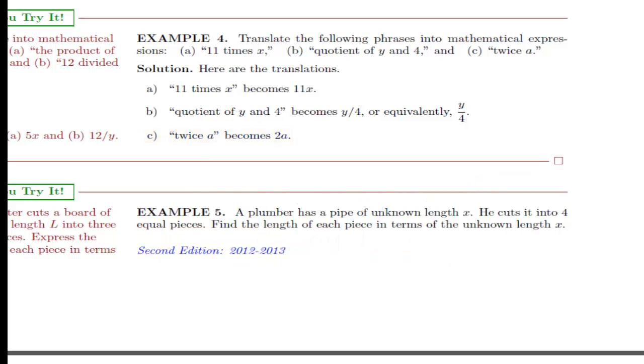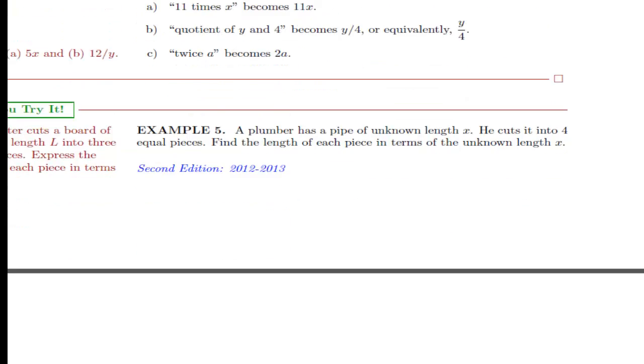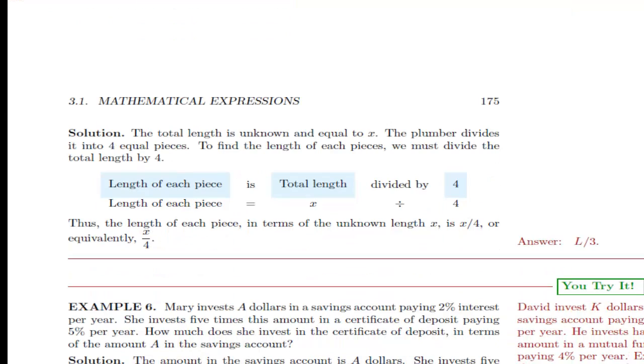Example 5. A plumber has a pipe of unknown length x. He cuts it into 4 equal pieces. Find the length of each piece in terms of the unknown length x. Solution. The total length is unknown and equal to x. The plumber divides it into 4 equal pieces. To find the length of each piece, we must divide the total length by 4. So we have the length of each piece is equal to the total length of x divided by, or division symbol, 4. Thus, the length of each piece in terms of the unknown length x is x divided by 4, or x over 4.